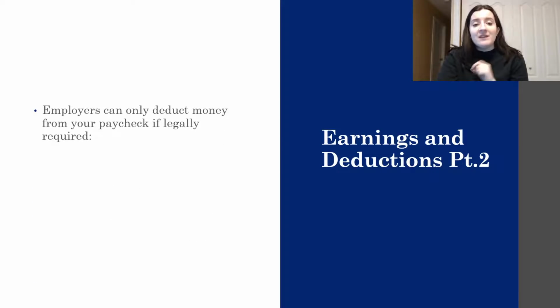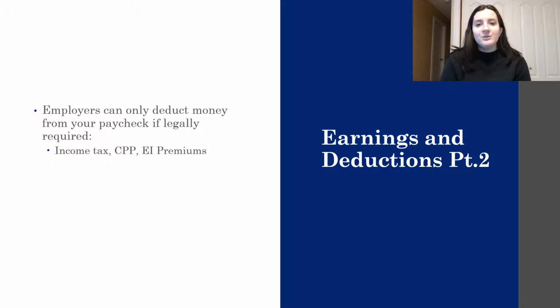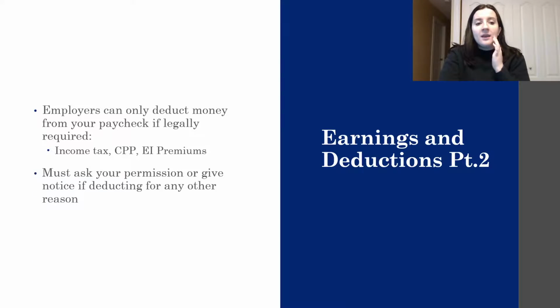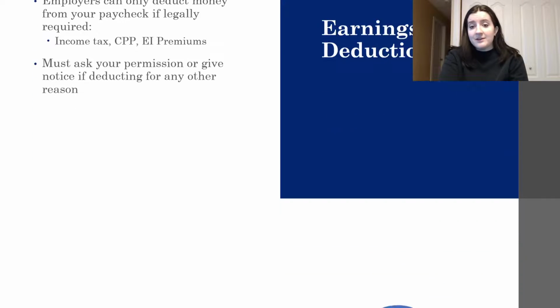Employers can only take money from your paycheck if they're legally required. Things that are legally required are income tax, CPP, which is Canadian Pension Plan, which is money that goes into an account so that when you are older and you retire from work, you'll still be able to collect a paycheck, and also EI premium. EI is employment insurance, so if you lose your job, you can still collect a paycheck while looking for new work. Your employer must ask your permission or give notice if they're taking money off your paycheck for any other reason.